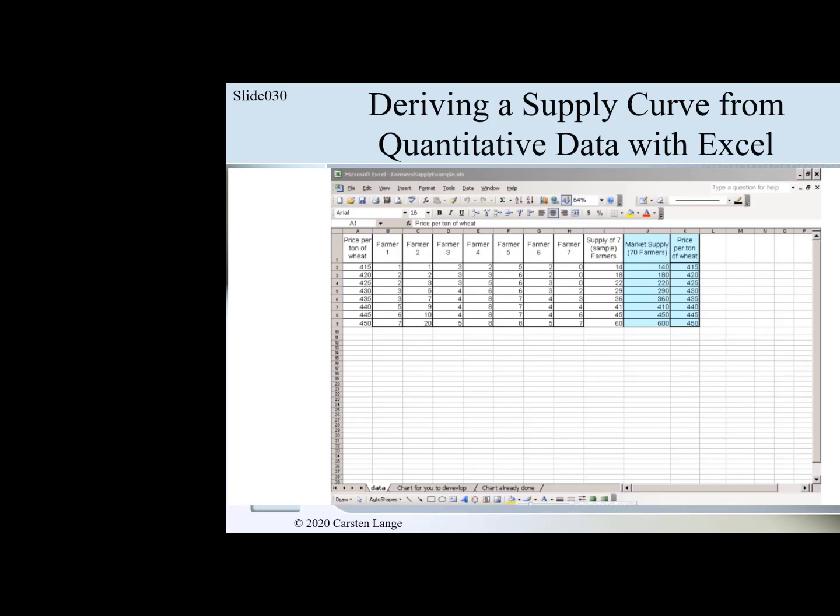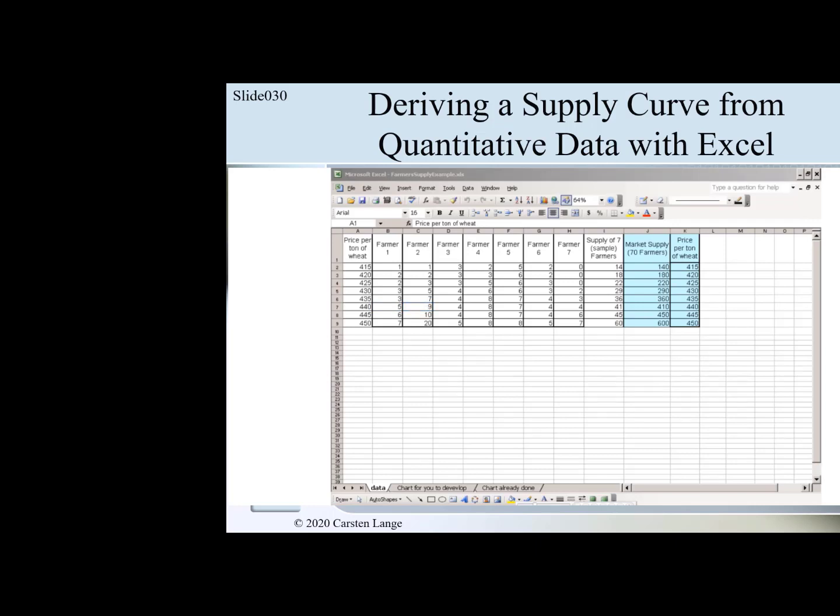Here's an example. If the price is 430, then farmer 1 would supply 3 tons of wheat, farmer 2 would supply 5 tons of wheat. If the price is 440, farmer 1 would supply 5 tons of wheat, farmer 2 would supply 9 tons of wheat.